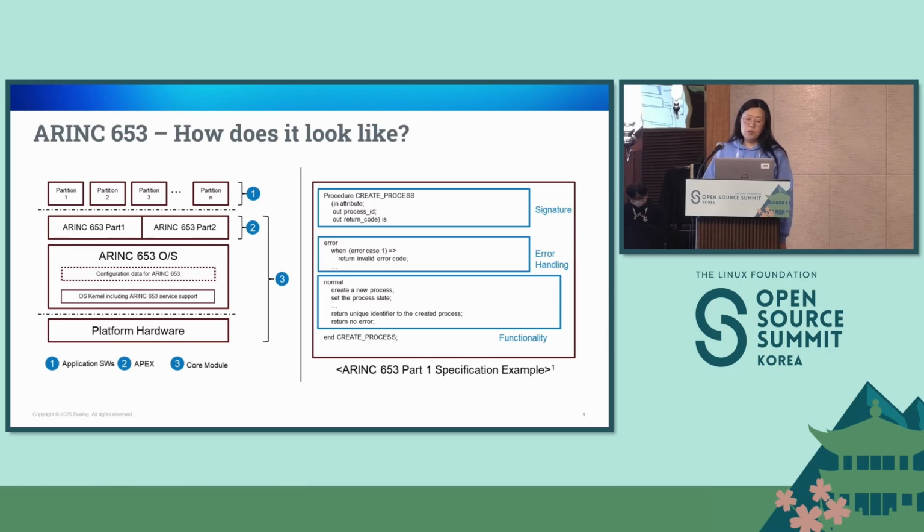So the core module could be the one, and it would be updated partially depending on what the existing operating system supported. It needs to define a specific two-tier scheduling to meet the requirement. So we'll talk about it later. And on the right, it shows one example of API in Part 1.